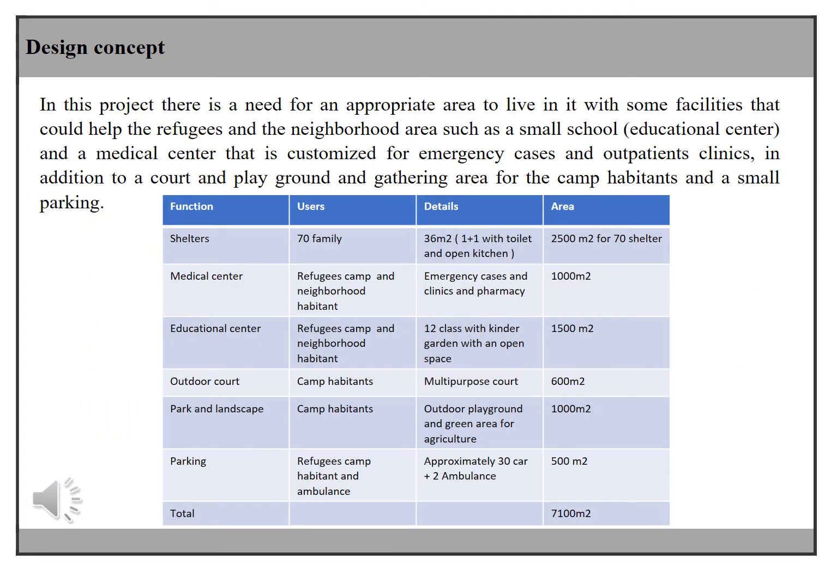In this project, there is a need for an appropriate area to live in, with some facilities that could help the refugees and neighboring areas, such as a small school, education center, and medical center customized for emergency cases and operation and outpatient clinics, in addition to a court, playground and gathering area for the camp inhabitants and small parking. As a program, we have shelter for 70 families, medical center, education center, outdoor court park, and landscape parking, with the total space for these functions approximately 7,000 square meters.